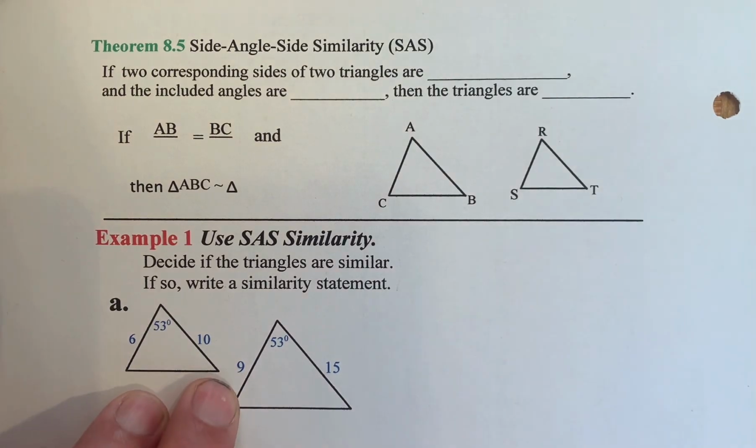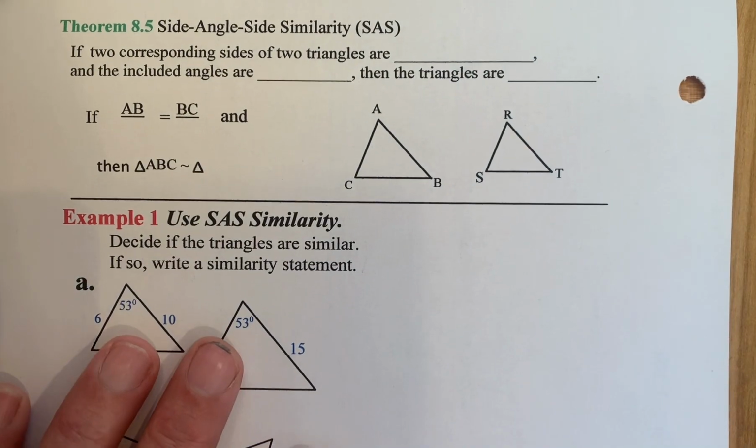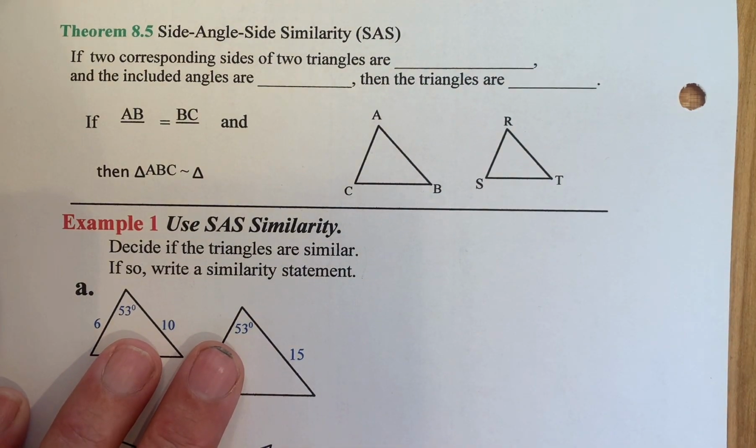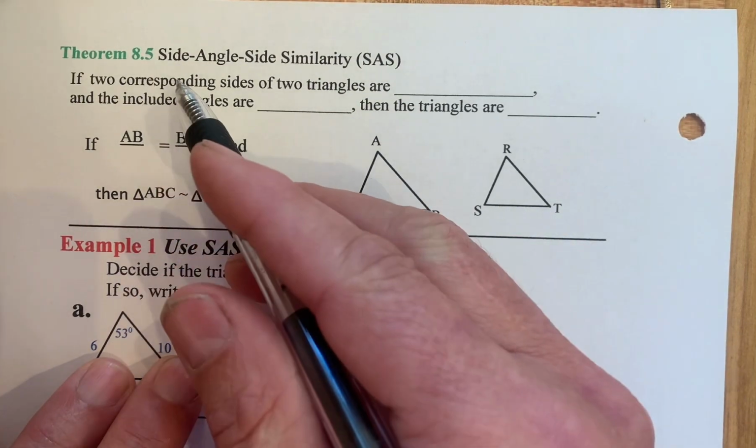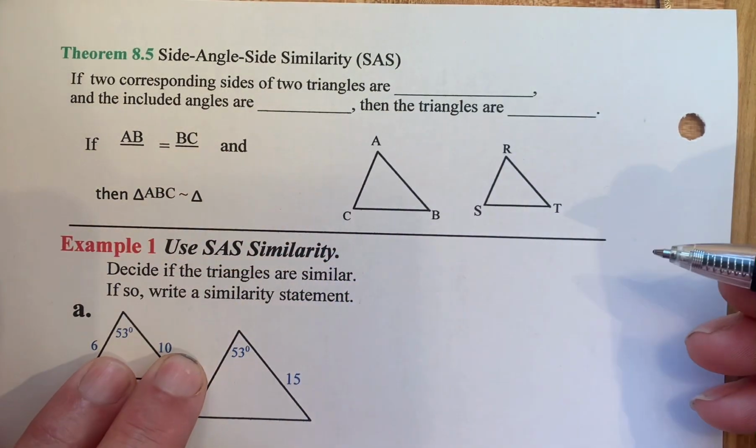Okay, welcome back. Let's look at the other side of the notes. 114. Is this 114? Oh yeah, 114. Anyway, this one is the side angle side similarity theorem.